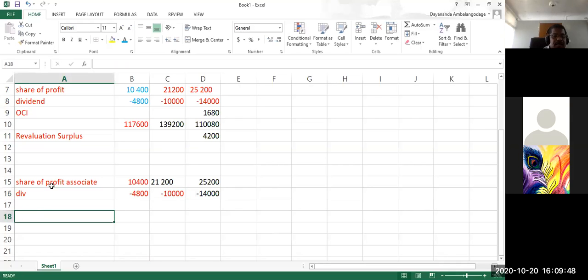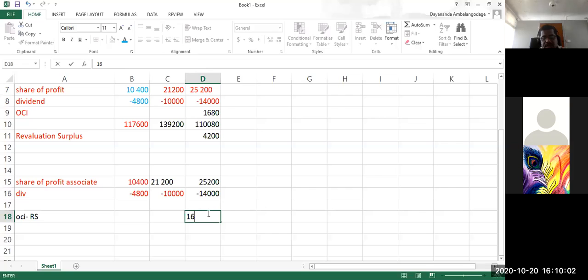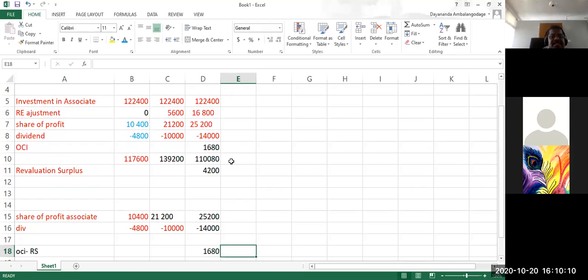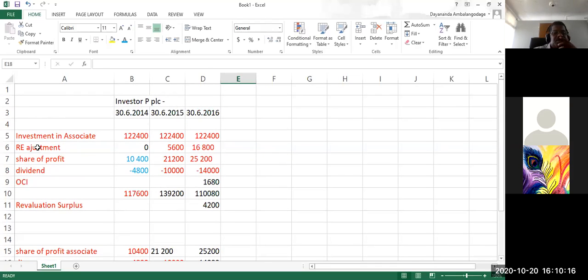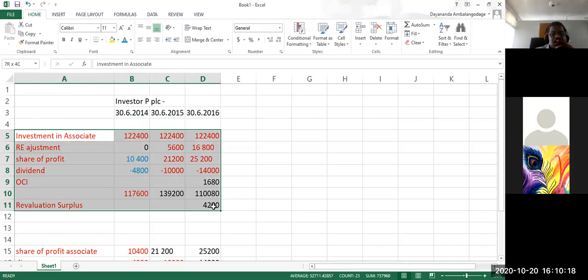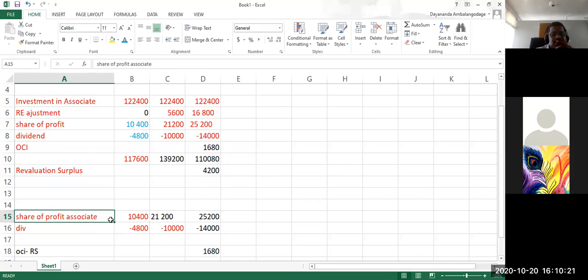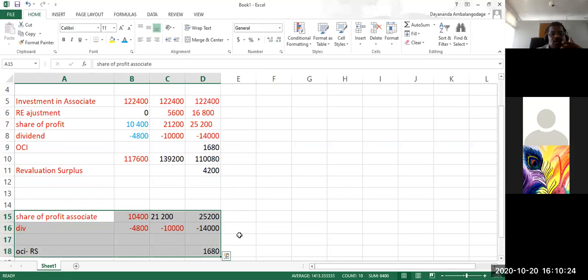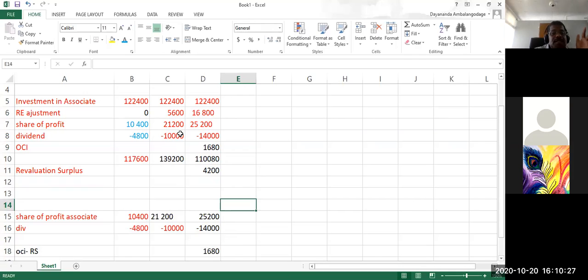And a separate OCI item, there should be an OCI item. In the OCI, revaluation surplus has to be 1,680. Okay, so that is the journal, that is the adjustment, that is the balance sheet extraction. These are balance sheet extraction, and this is really the profit and loss and the OCI statement.